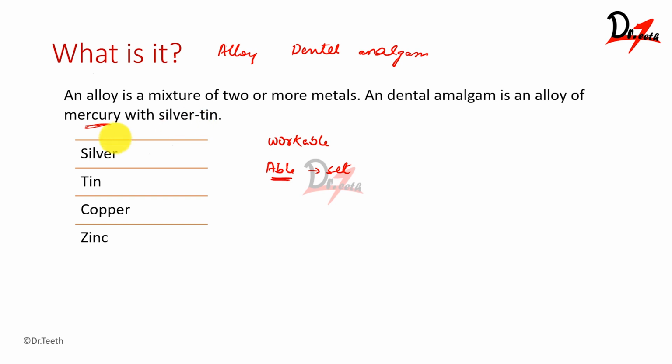The major component is silver. And then we add a little amount of tin, say 25-28%. And then copper needs to be added and zinc needs to be added. Now, why are we adding copper and why are we adding zinc? That we will see as we proceed with this video. So let's keep the information limited to this: we have mercury with silver and tin, and we have copper and zinc. That is dental amalgam. Let's move on.